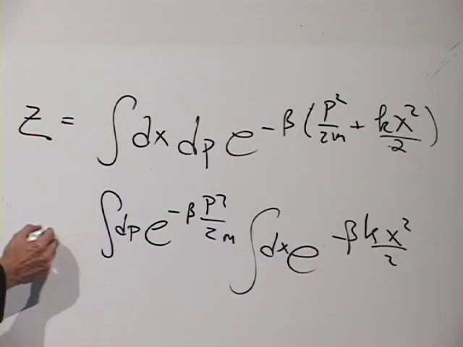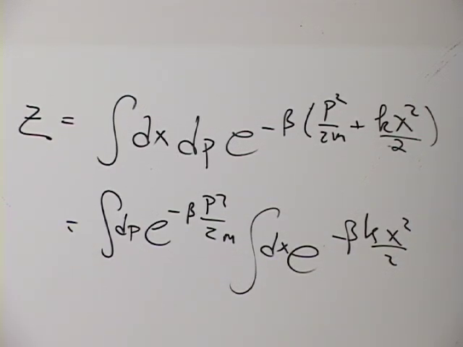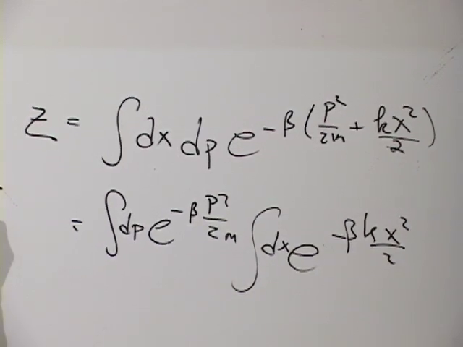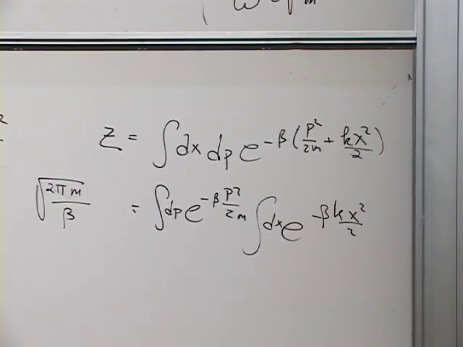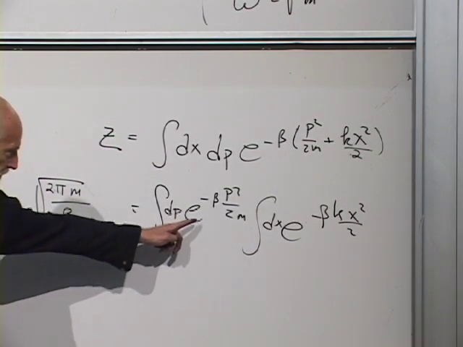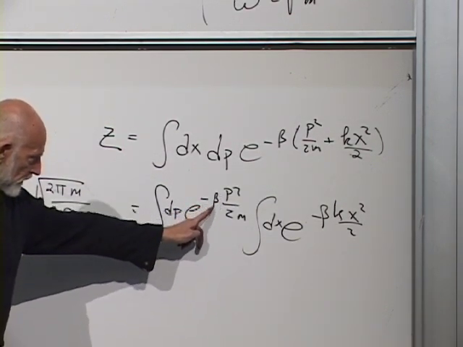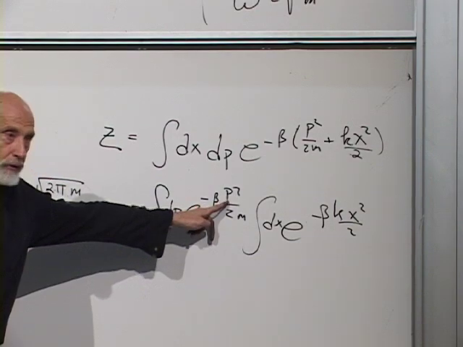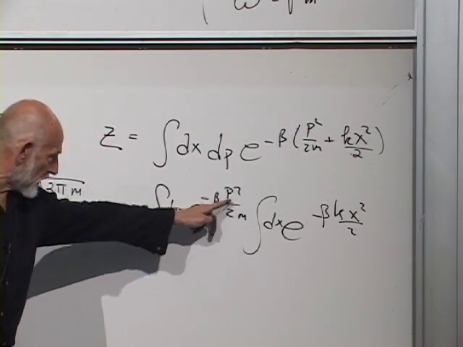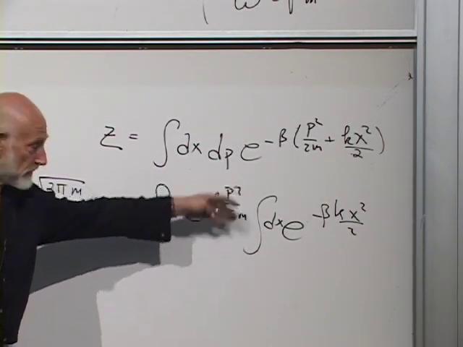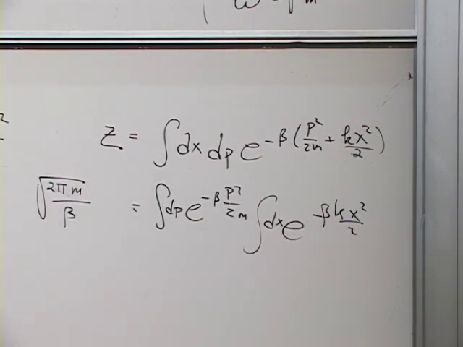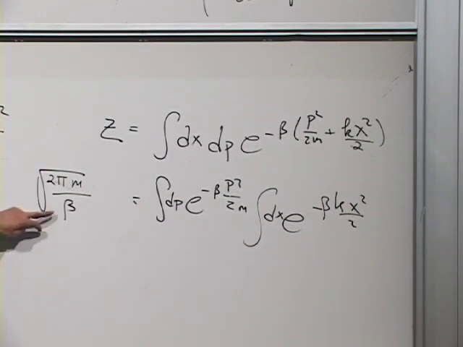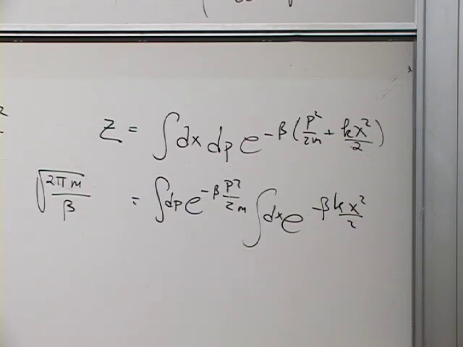Well, it's not quite the square root of pi. It's the square root of 2 pi m over beta. Right? That's what this integral is. You have to change variables so that this is just e to the minus something squared. We've done that integral, and it's just the square root of 2 pi m divided by beta. The important thing here is the beta dependence, but let's track the whole thing.